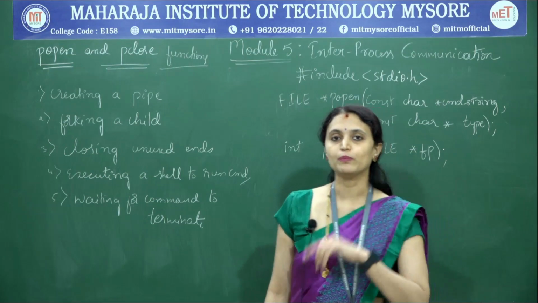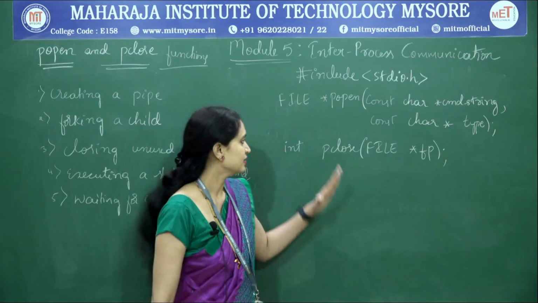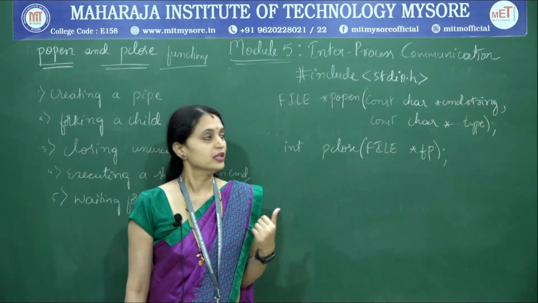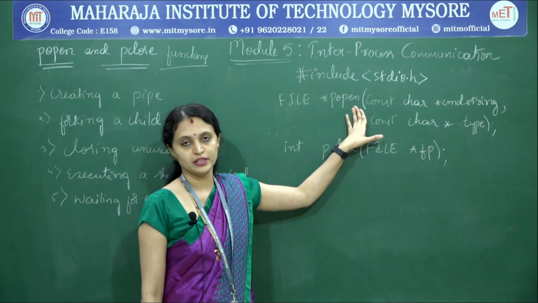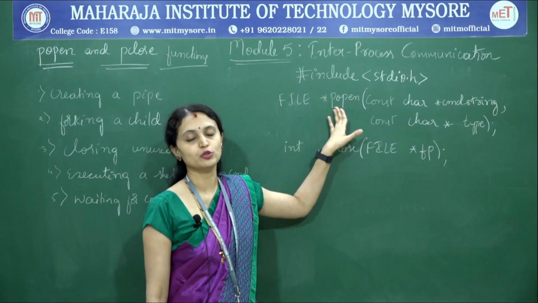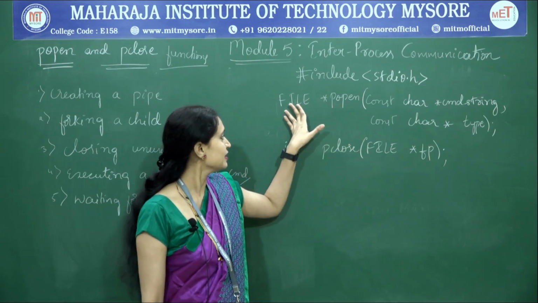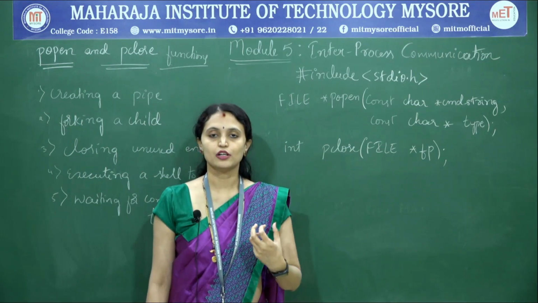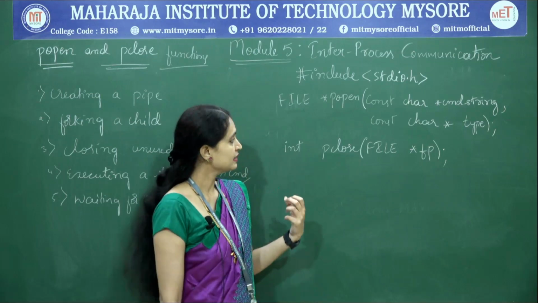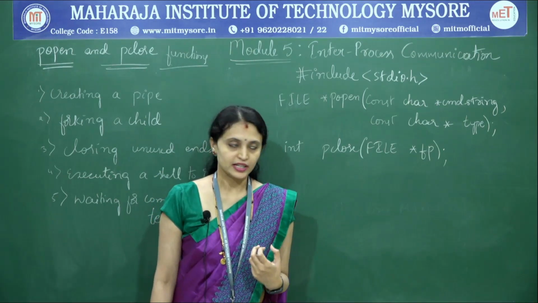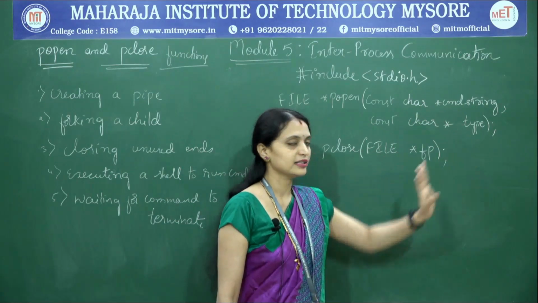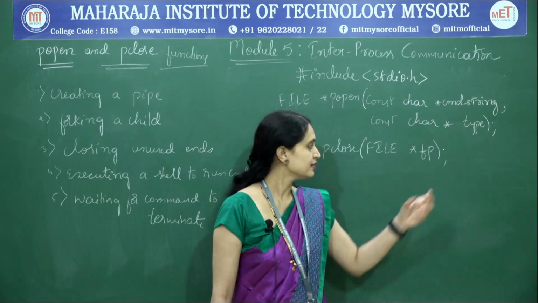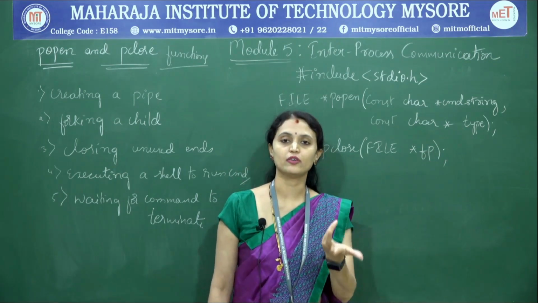The prototype of popen and pclose functions is represented like this. The header file is stdio.h. The first one is the popen function, that means pipe open. The return type is file pointer. If it is executed successfully, it returns the file pointer. If there is any error, it returns -1. It has got two arguments, the command string and the type. The command string indicates the command that has to be executed on the shell, whereas the type indicates whether it is read or write mode.